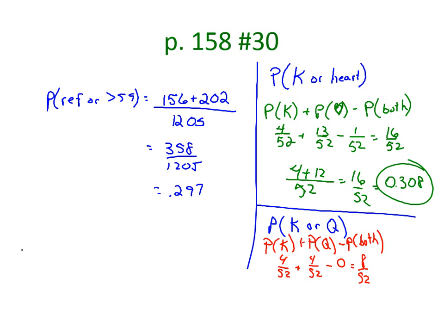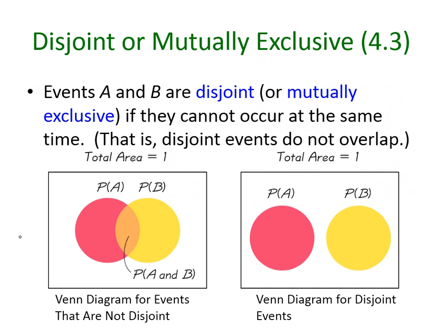Now, 8 over 52 can both be divided by 4 to get 2 out of 13, which still makes common sense. Each suit has a king and a queen. So there's 2 of those, either a king or queen, in each of those suits. Okay, questions on those? Now, this last one was an example of things that are disjoint or mutually exclusive. Events A and B are disjoint or mutually exclusive if they cannot occur at the same time. That is, disjoint events do not overlap. The probability that it's a king or a queen did not have any overlap between the two. There's not any way to be both at the same time.